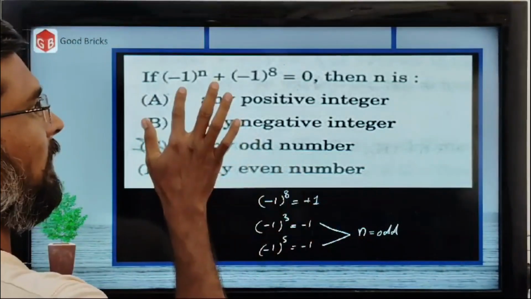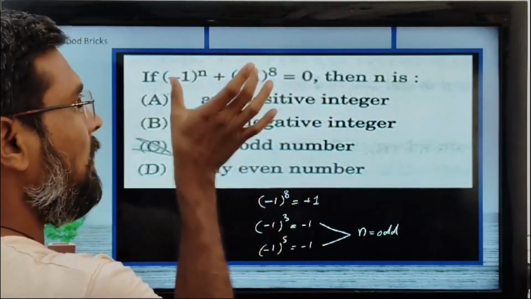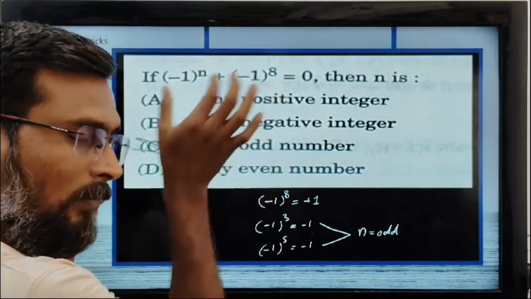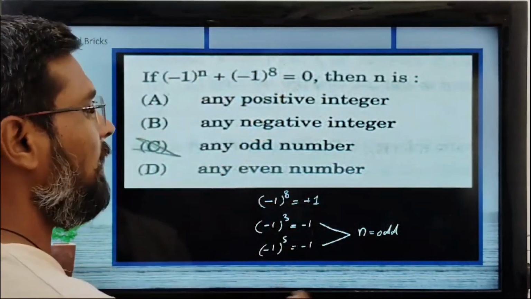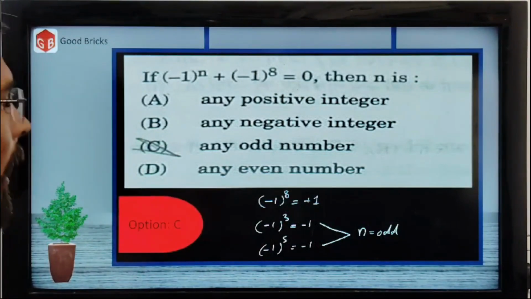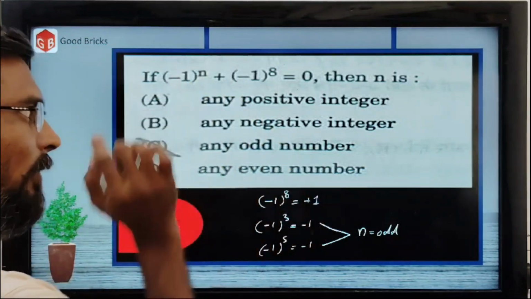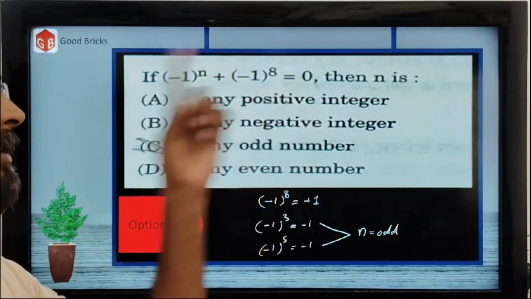When you get minus 1 here and plus 1 here, then only you will get 0. So to become 0, for this simplification, n should be an odd number. So as per this, we have to select option C, because for any odd number n, then only we will get 0 here.